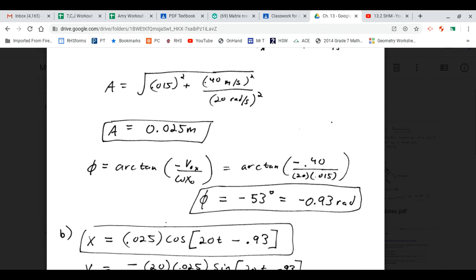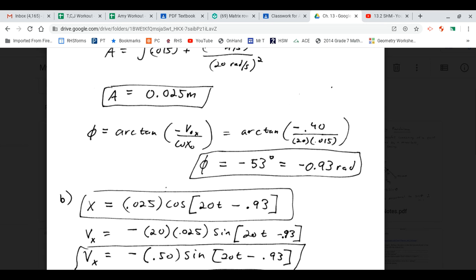Once knowing that, we can now move on to finding the phase angle using the phase angle formula and those values from above and popping them in. Phase angle ends up being negative 53 degrees, or if you convert that to radians, negative 0.93 radians.